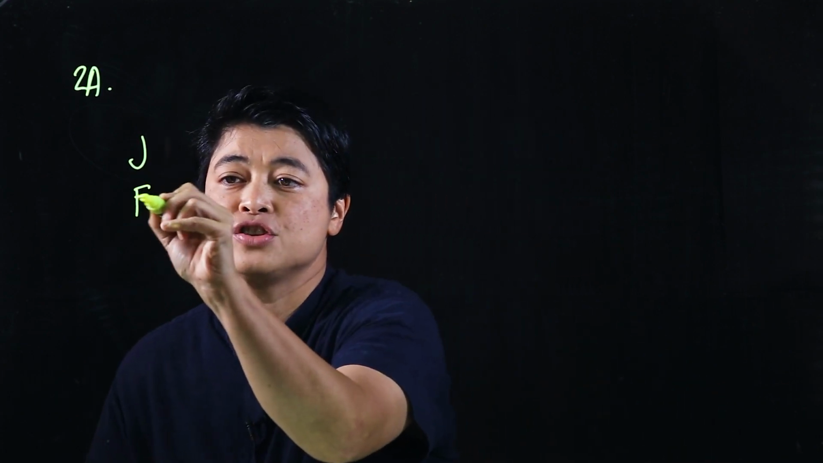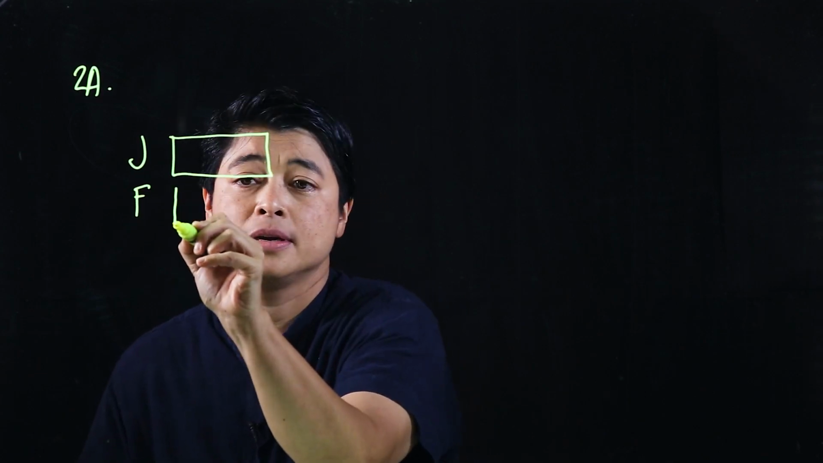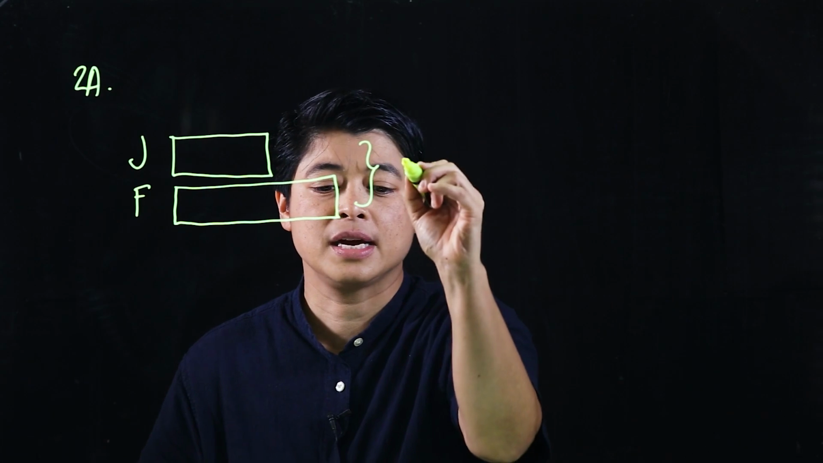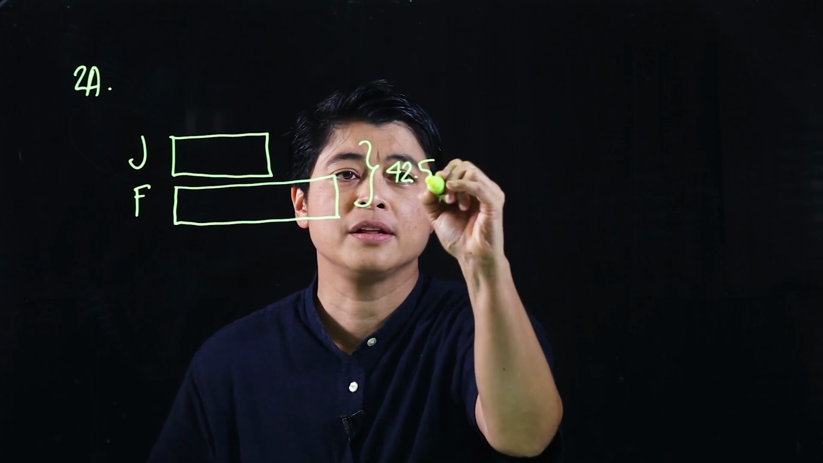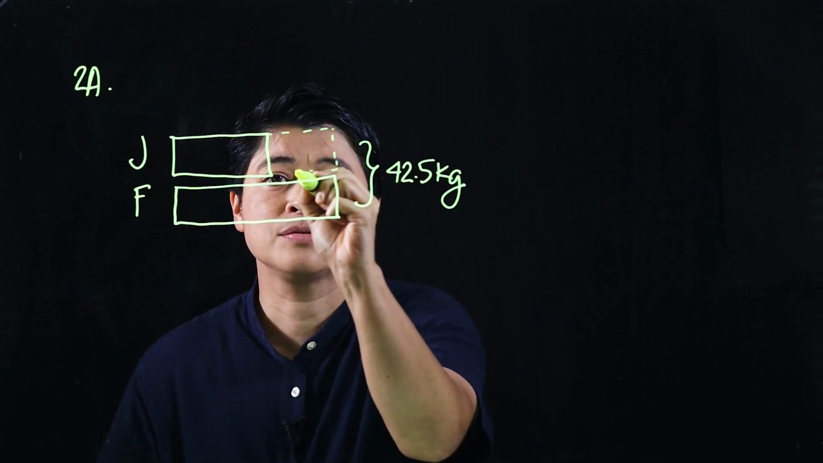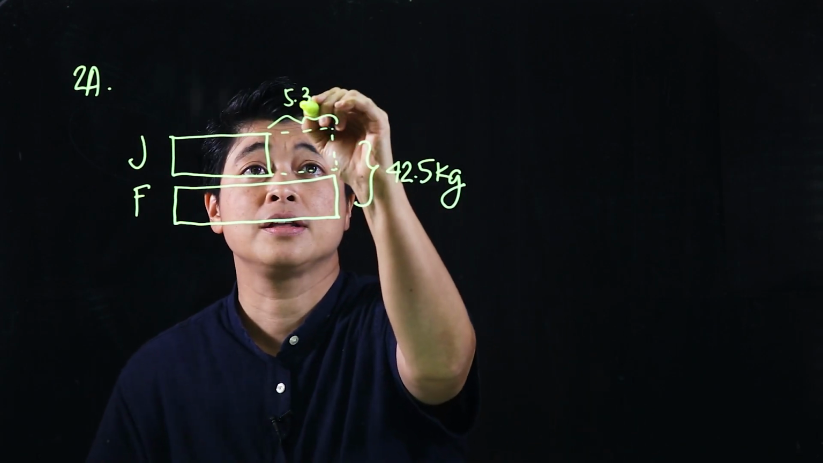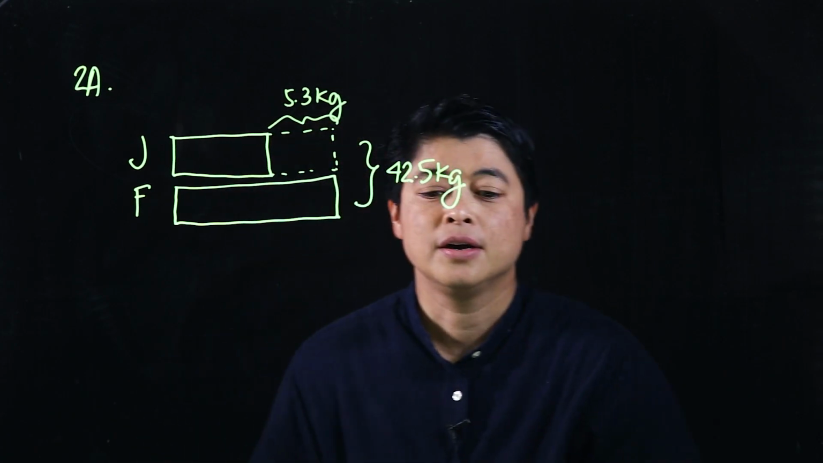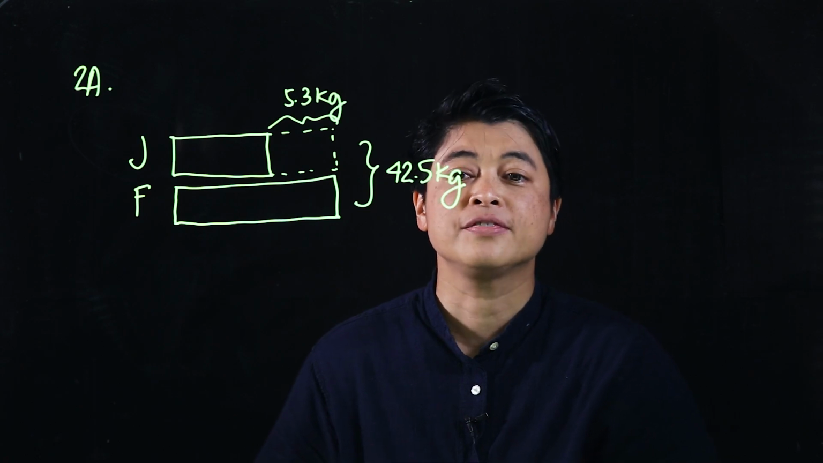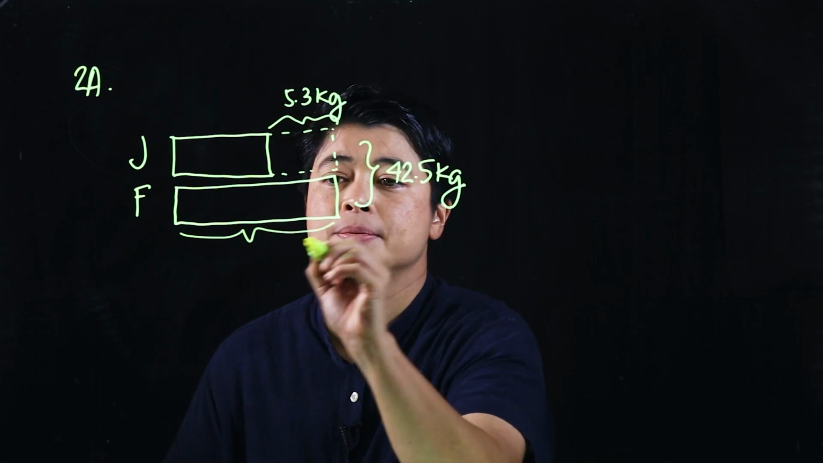So let's start with January and February. More in Feb. And together, that's a total of 42.5 kilograms. And this one right here is 5.3 kilograms. The question is, how many kilograms of rice did Karim's family eat in February? So this is our question.